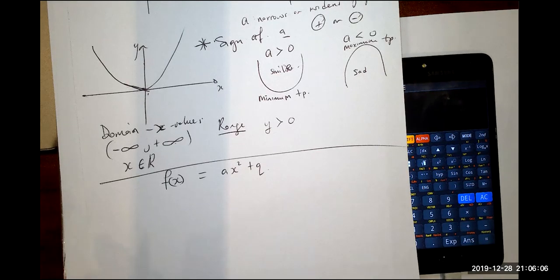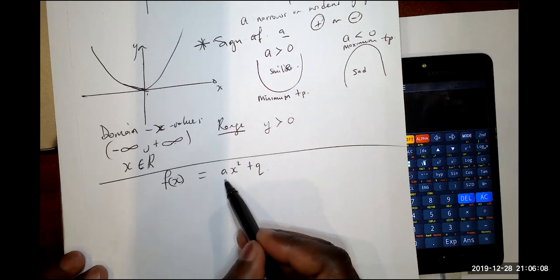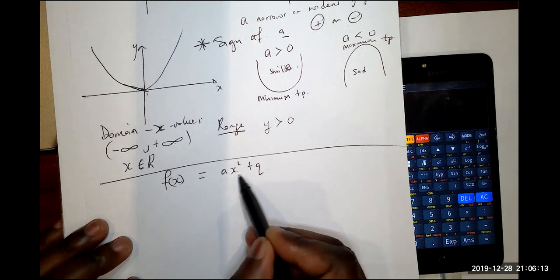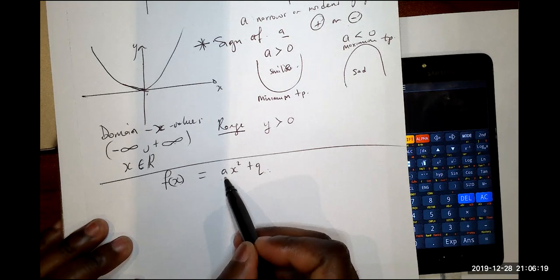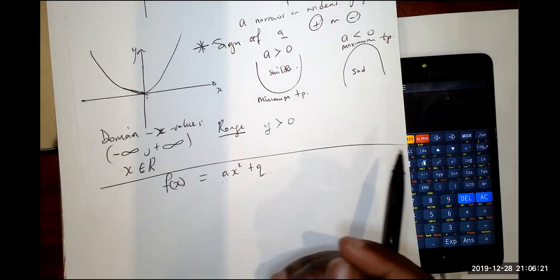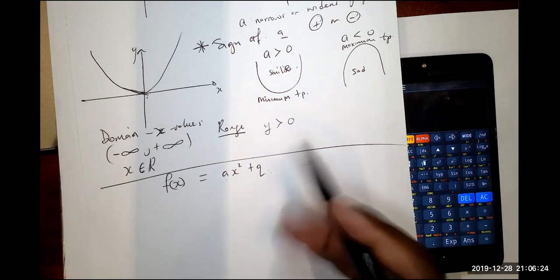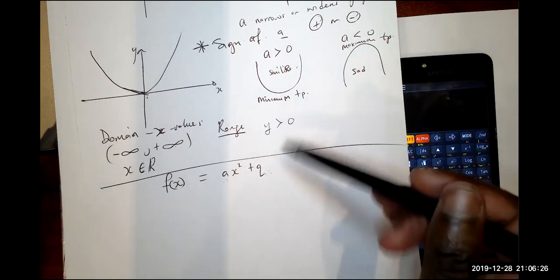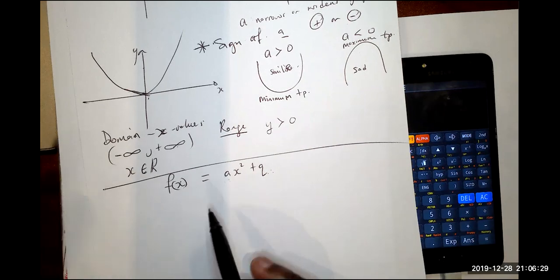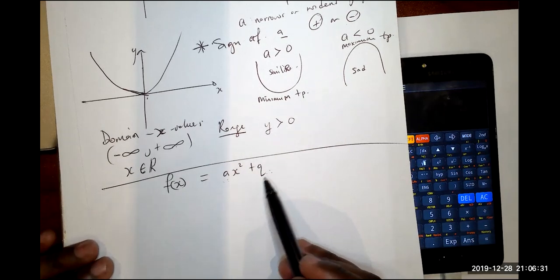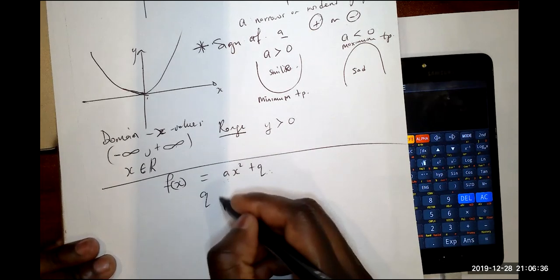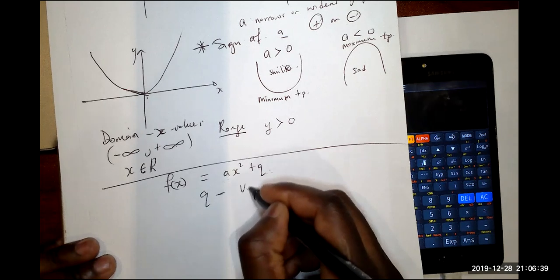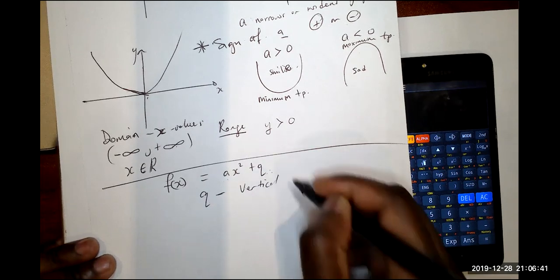Now remember, if your equation is in this form, f of x equals ax squared plus q, we know already what A does: it shrinks or widens the graph, and the sign of A determines whether your graph is smiling or sad. So we are done with A, and now we are looking at q. What does q do? Q causes a vertical shift.